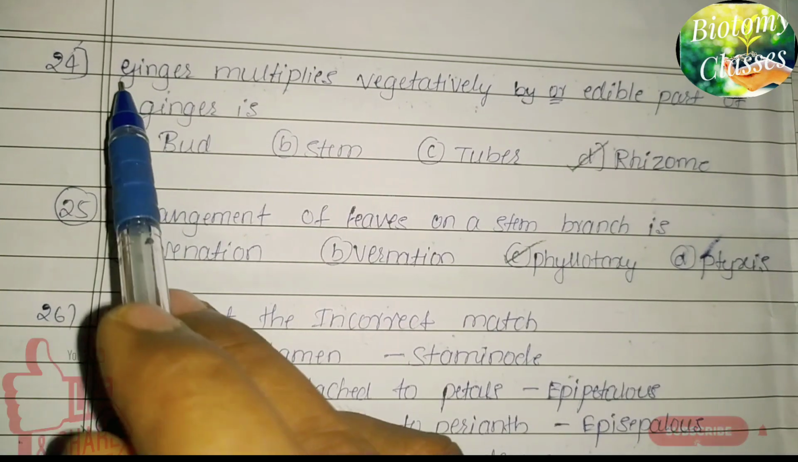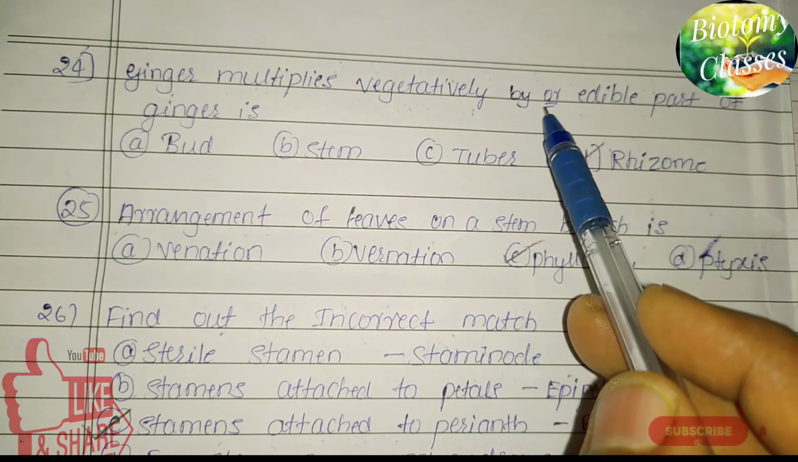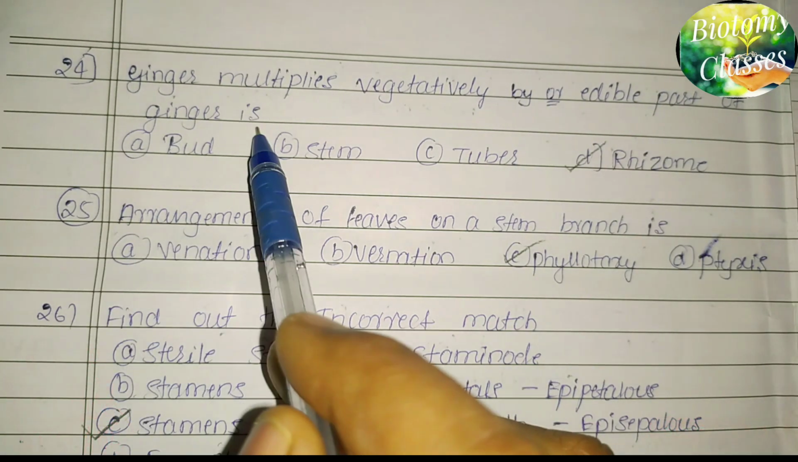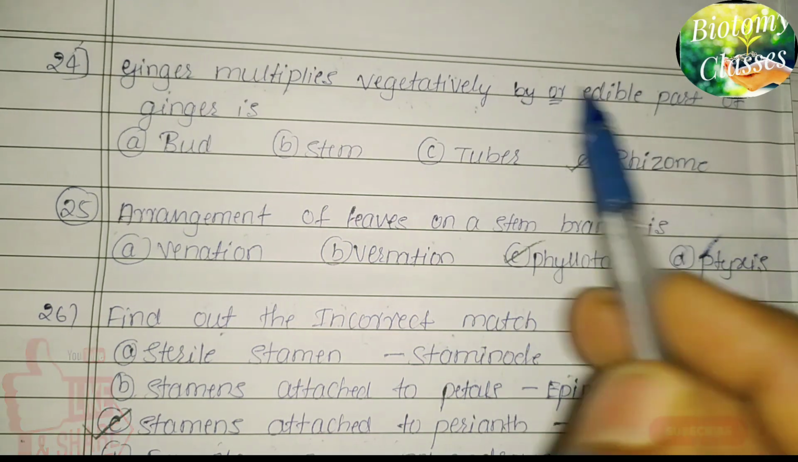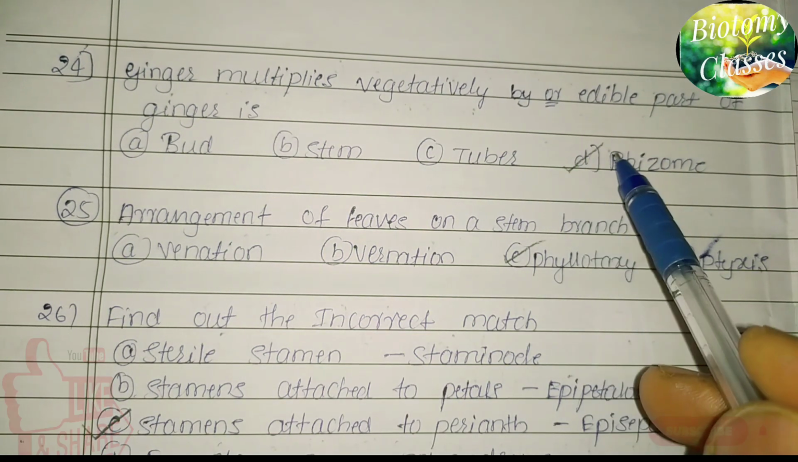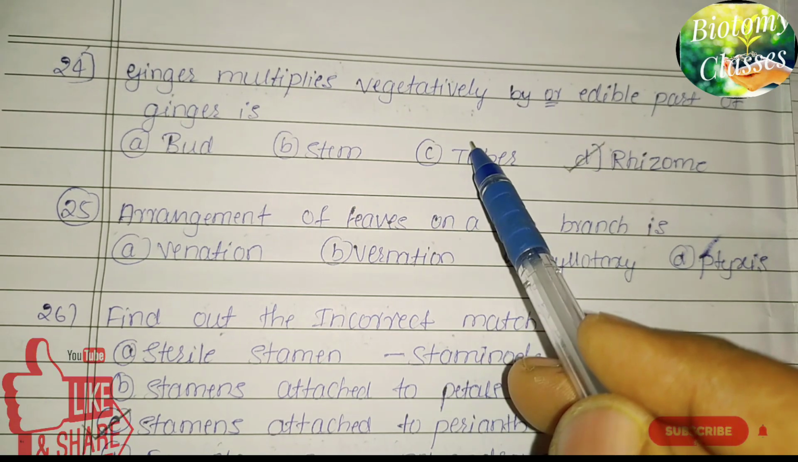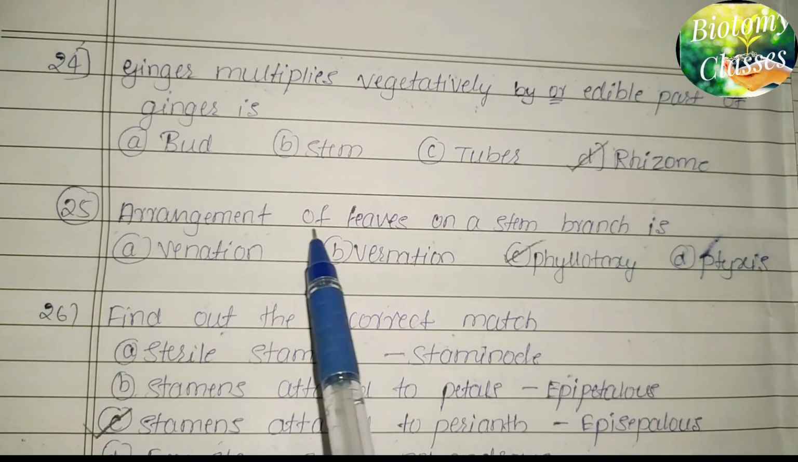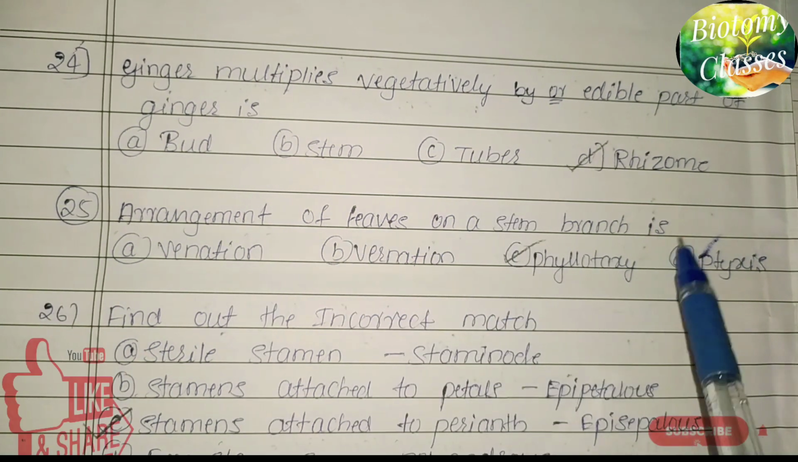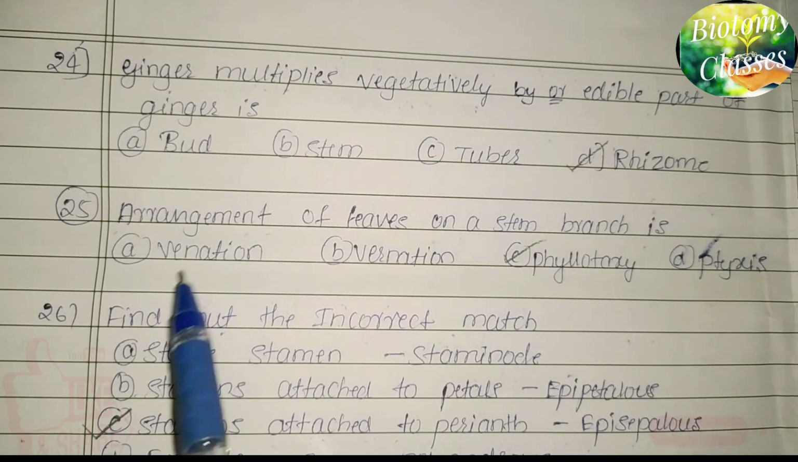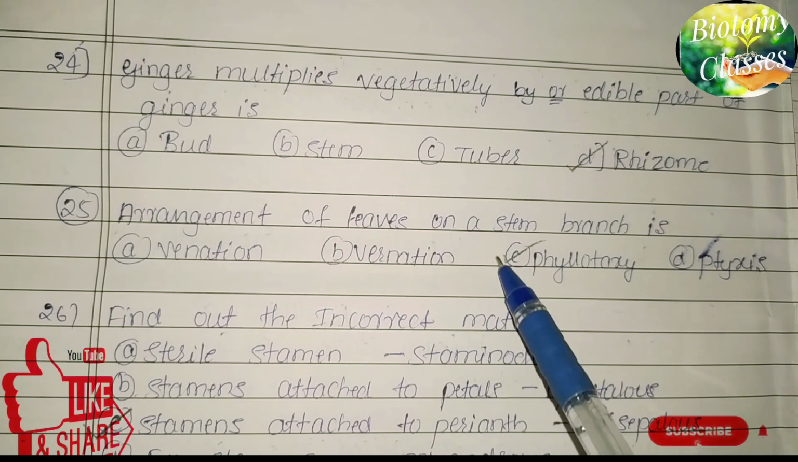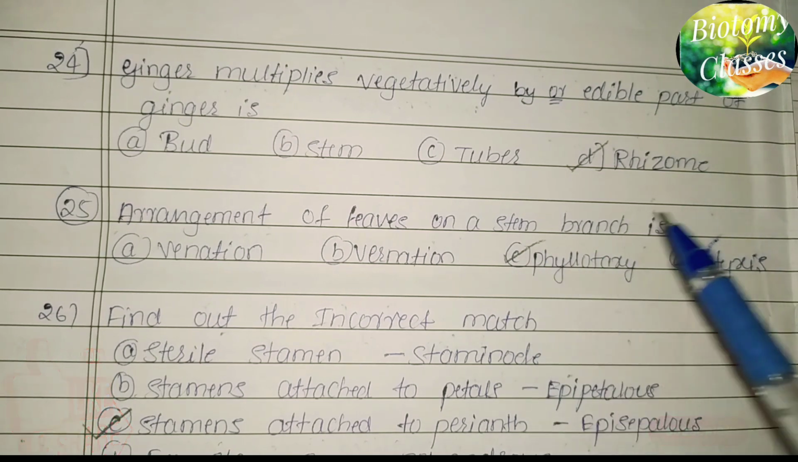24th question. Ginger multiplies vegetatively by, or the edible part of the ginger is, called rhizome. So tuber is potato. 25th question. Arrangement of leaves on a stem branch is called phyllotaxy. So arrangement of leaves on stem is called phyllotaxy. C is the right answer.